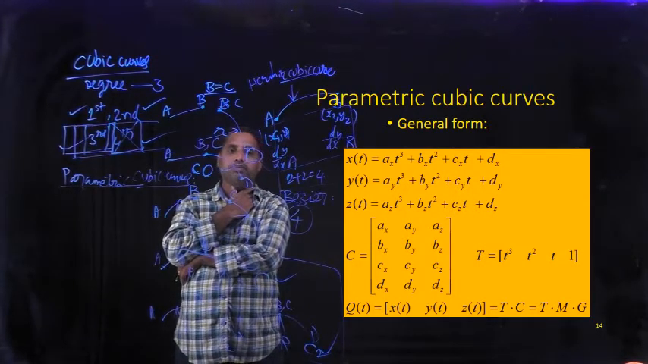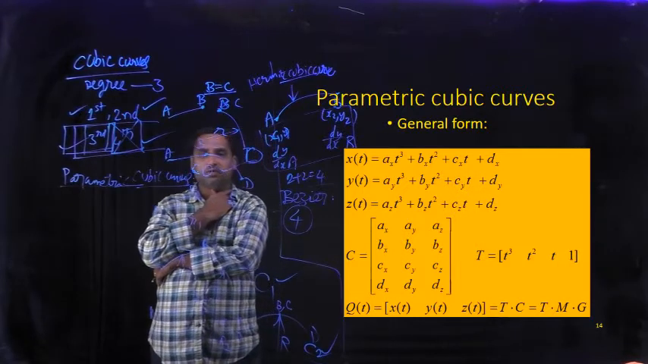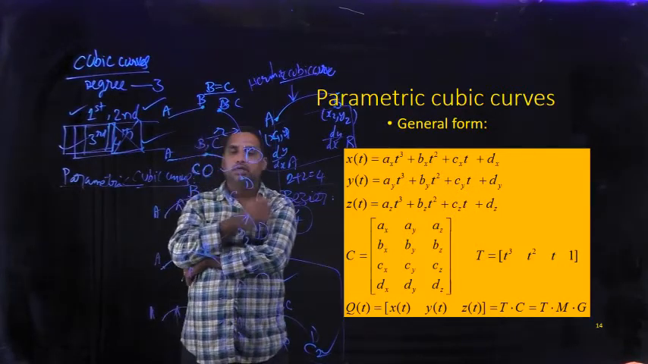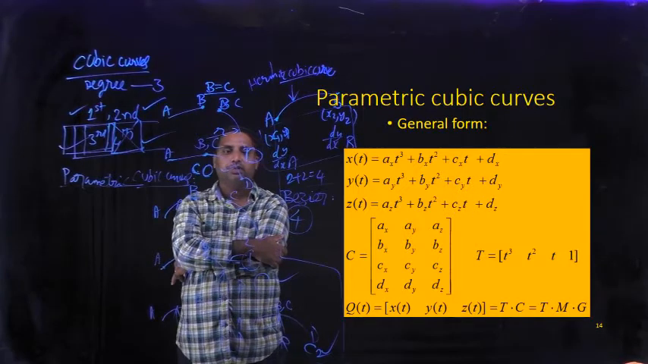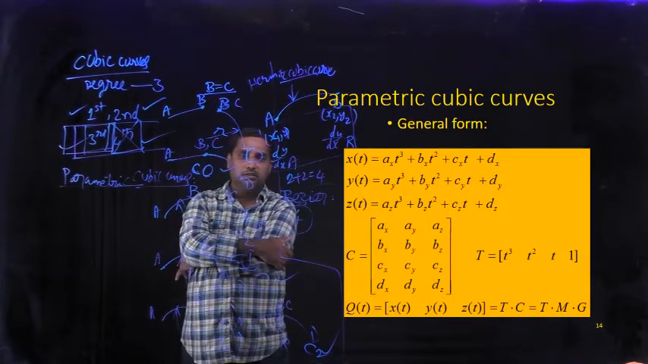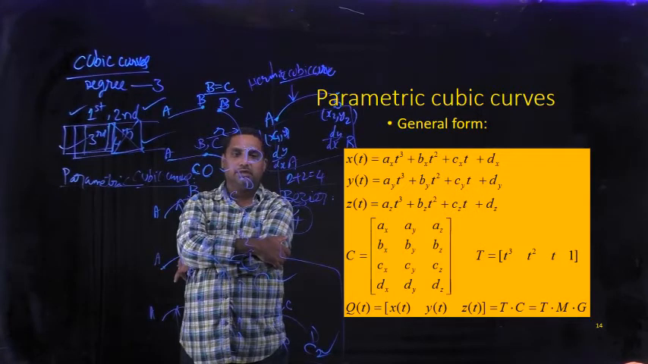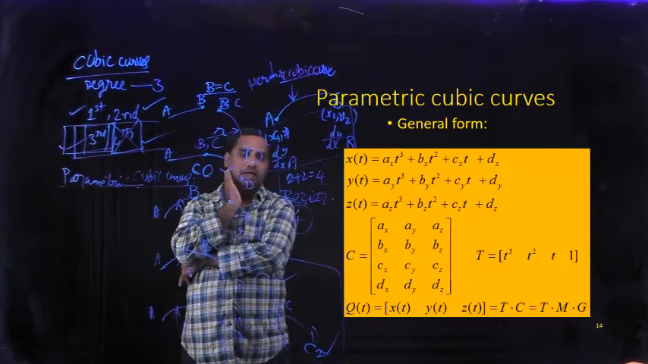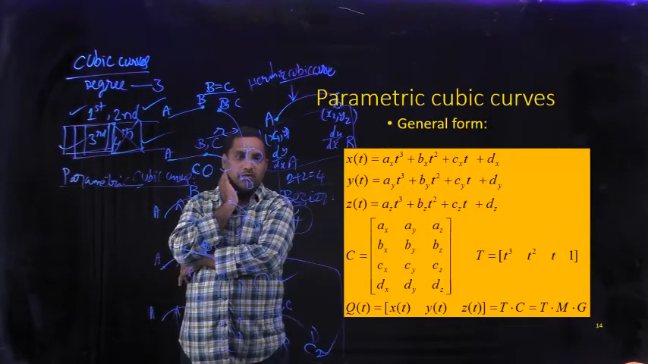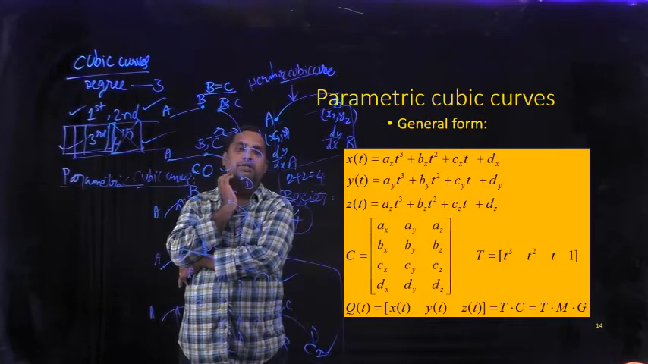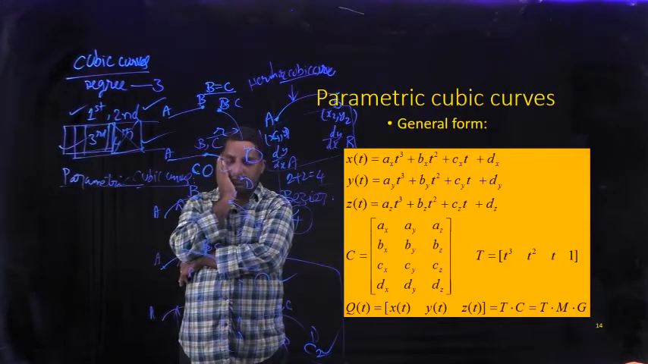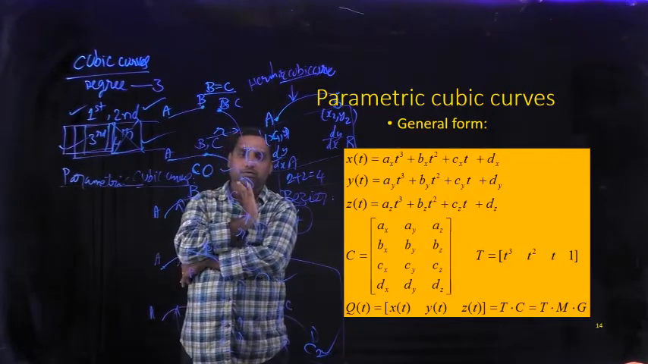Now, the coefficient matrix, we have to write. The coefficient matrix is ax, ay, az, bx, by, bz, cx, cy, cz, dx, dy, and dz. 4 by 3 is the coefficient matrix for this one. Next, what about T? T equal to t cube, t square, t, 1. The parameter matrix is a 1 by 4 matrix: t cube, t square, t and 1.